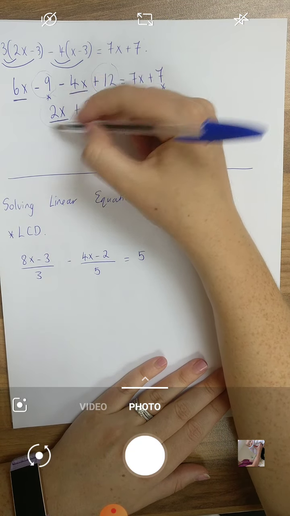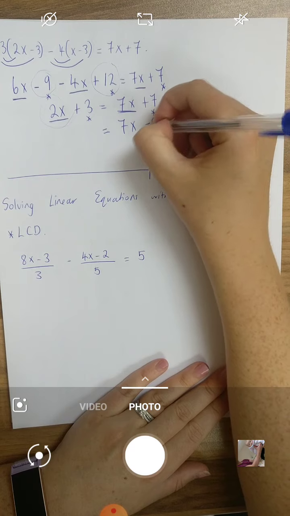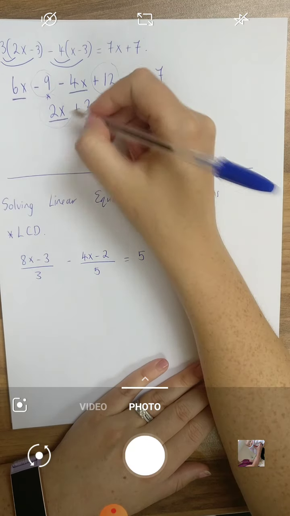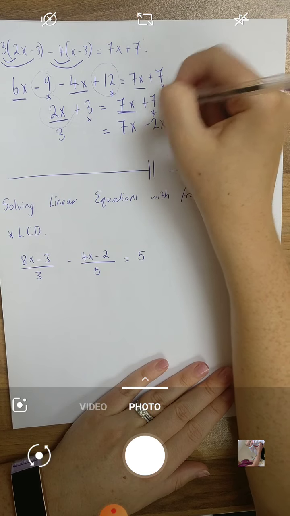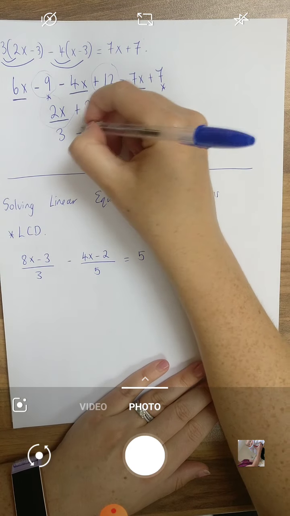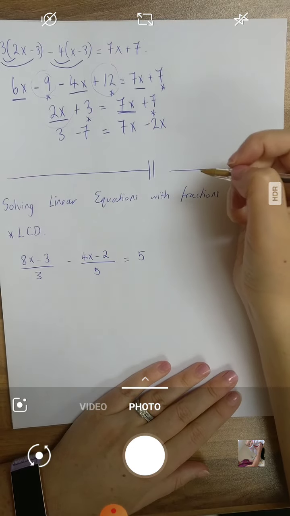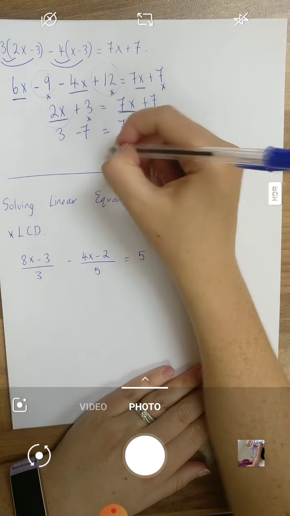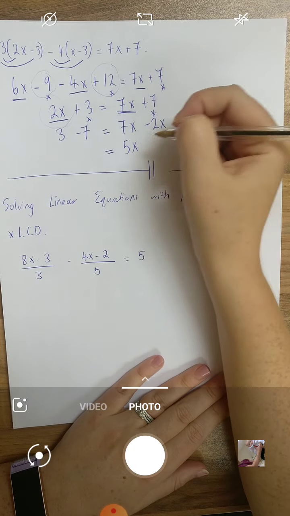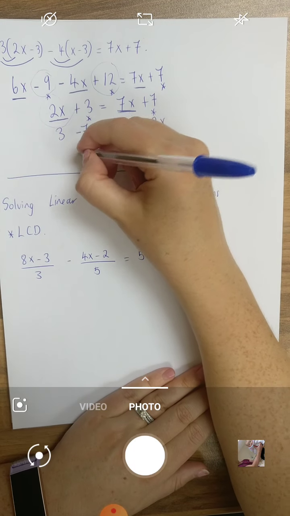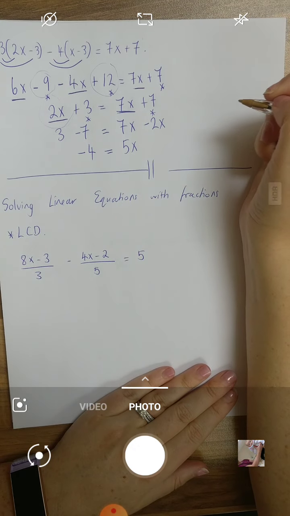If I move adding 2x over to the other side, we are now subtracting 2x. Plus 3 was already on the left hand side, and if we move adding 7 to the other side, we get a negative 7, or subtracting 7. So 7x minus 2x is 5x. 3 minus 7 is minus 4.